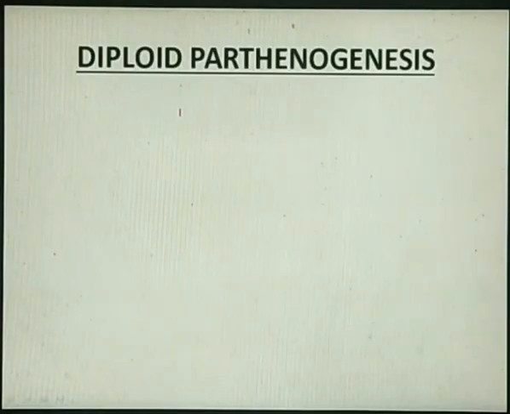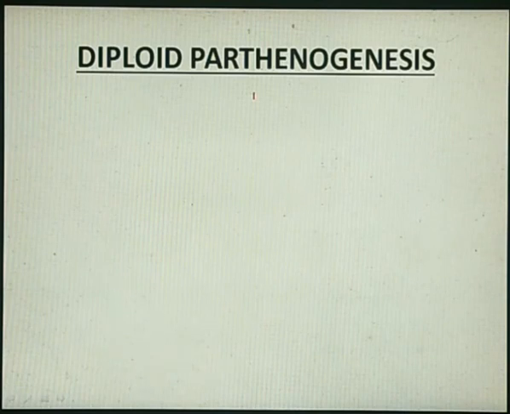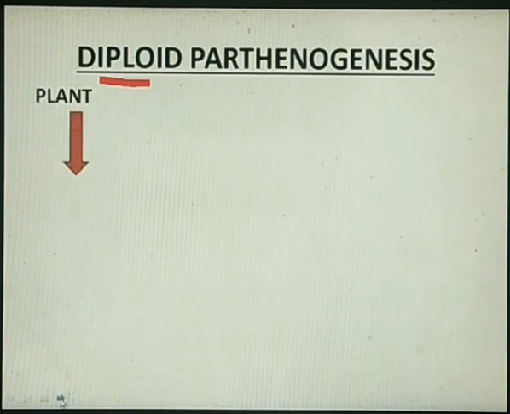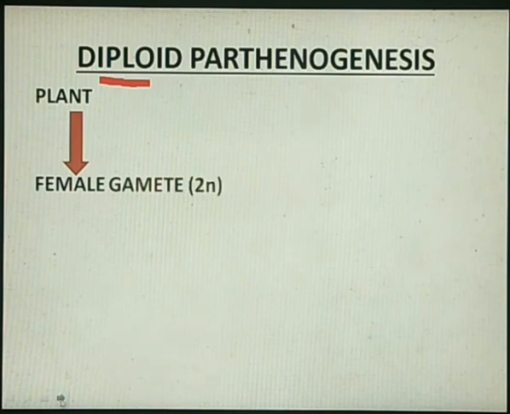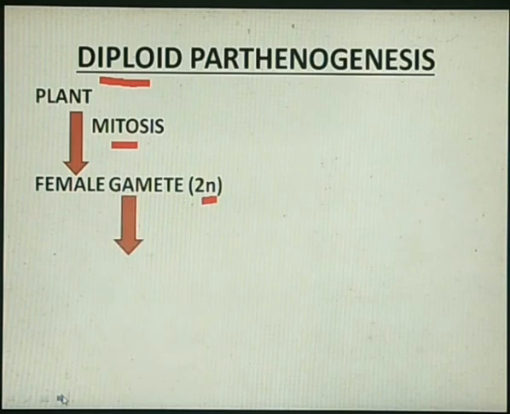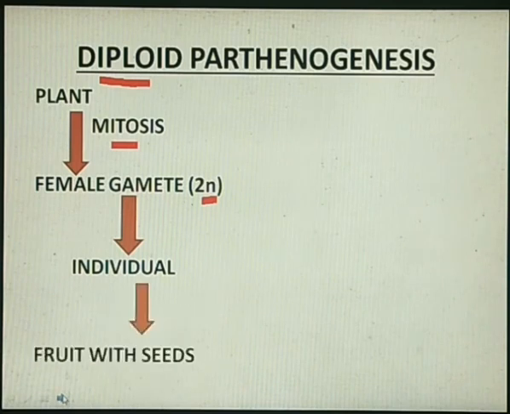Up till now we had seen haploid parthenogenesis, wherein a haploid female gamete gives rise to an individual. But in nature we also see diploid parthenogenesis. Now how is it done? Here the plant which is diploid will undergo mitotic division and it will give rise to the female gamete. So definitely since it is undergoing mitotic division, it will give a diploid gamete, and this diploid gamete will then develop into an individual. Those are the plants which will produce the fruits with seeds.